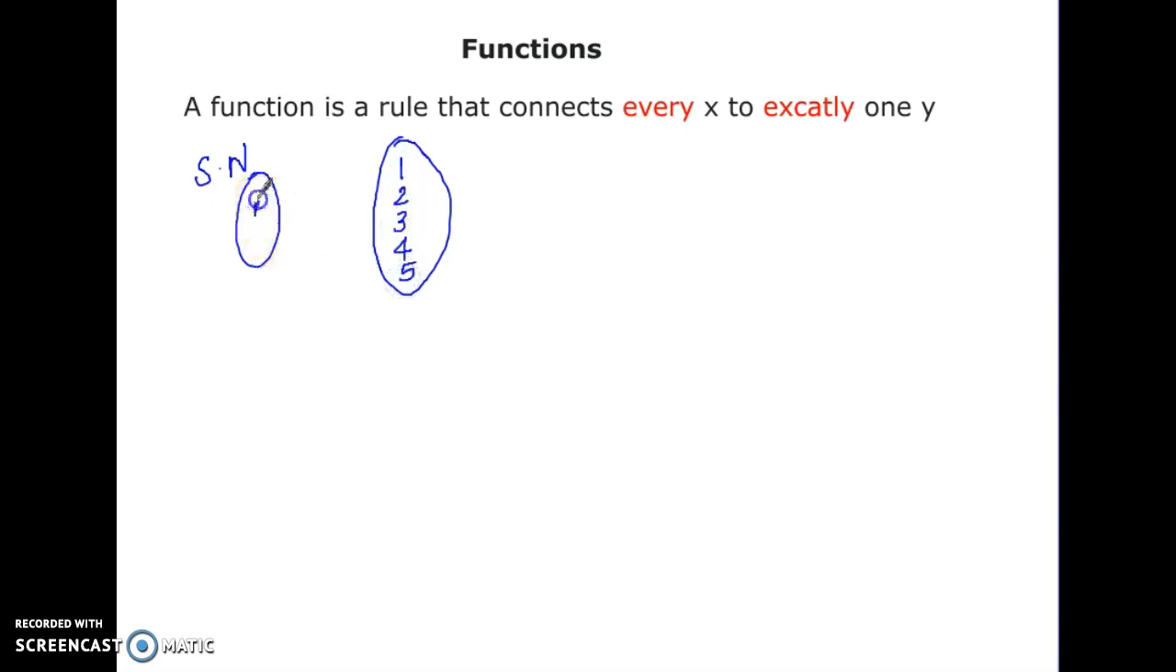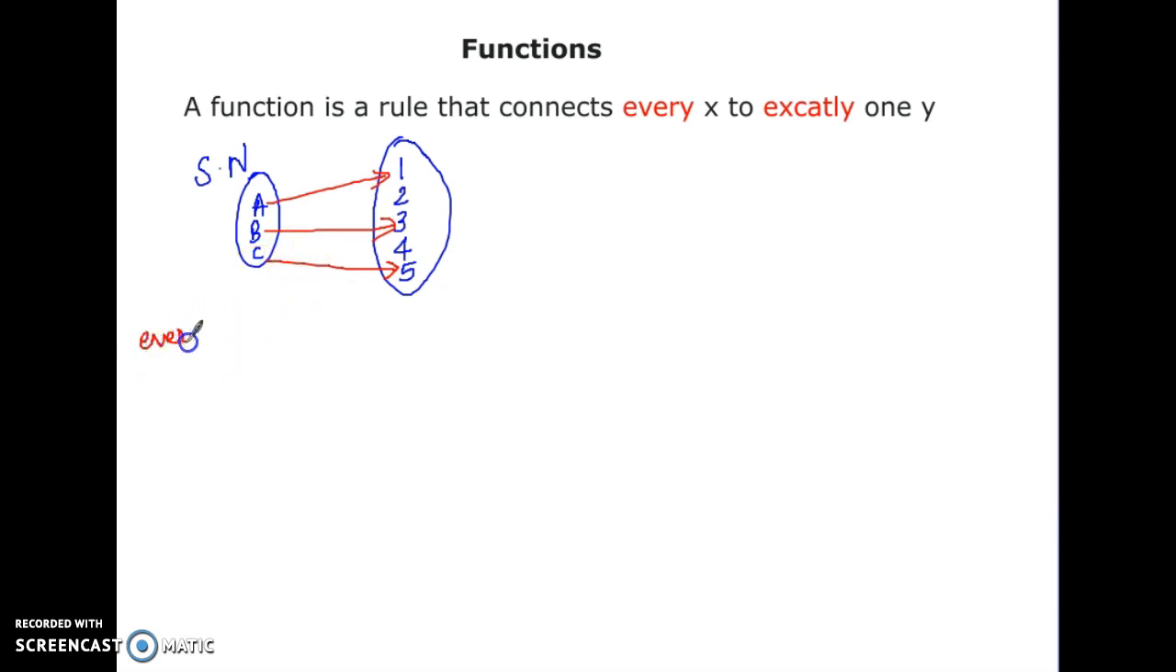But I only have 3 students who enrolled in my class. So when I assign lockers, I will only have to assign it to 3 kids, right? So this one right now, we have to check if this is a function or not. Two things we are checking.